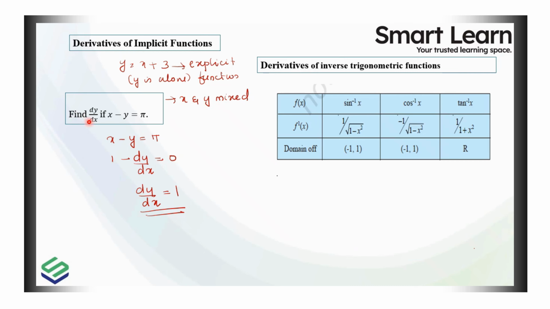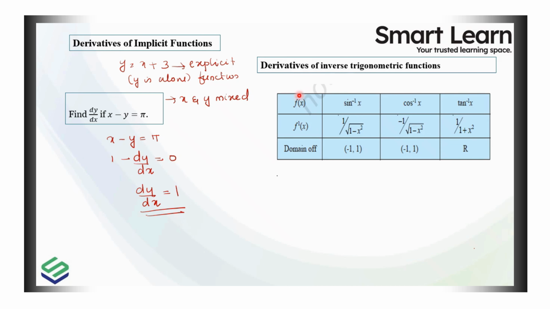So how will we do this question? Find dy by dx if x minus y is equal to pi. The derivative of x is 1, and of y it will be minus dy by dx, and the derivative of pi is 0. So what will be dy by dx? It is 1 minus 1, so the minus will be cancelled.